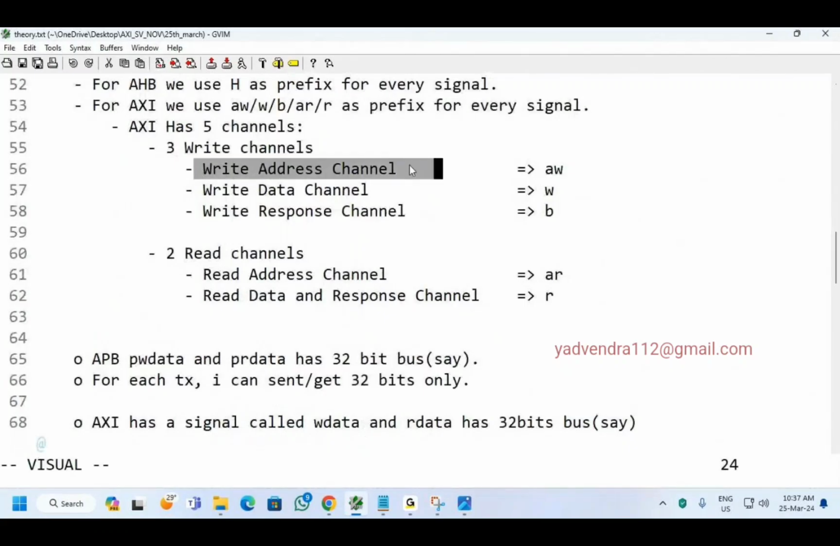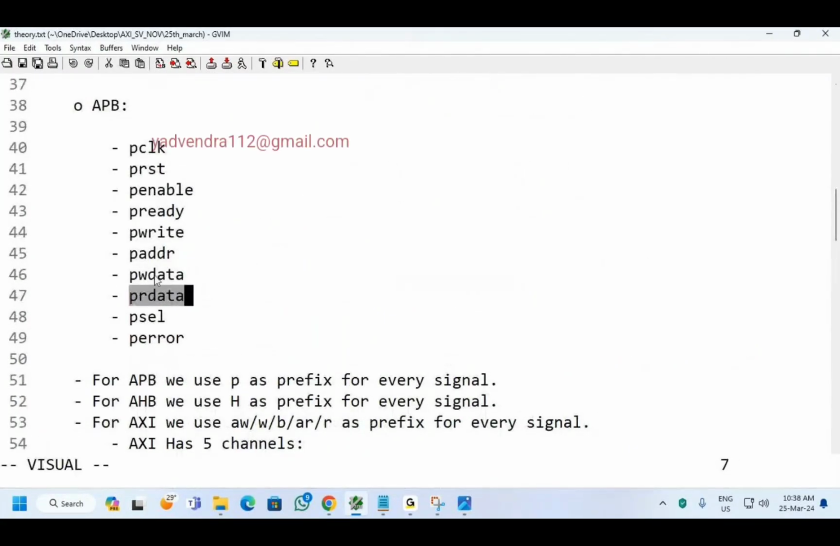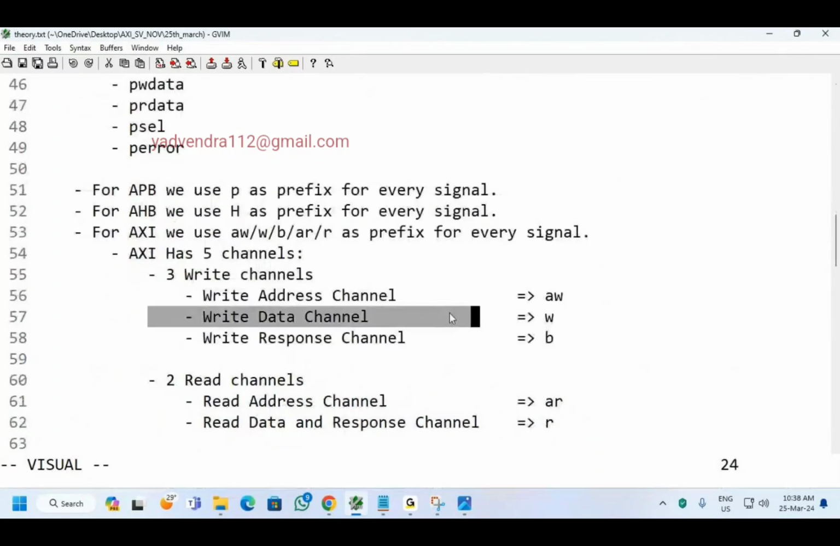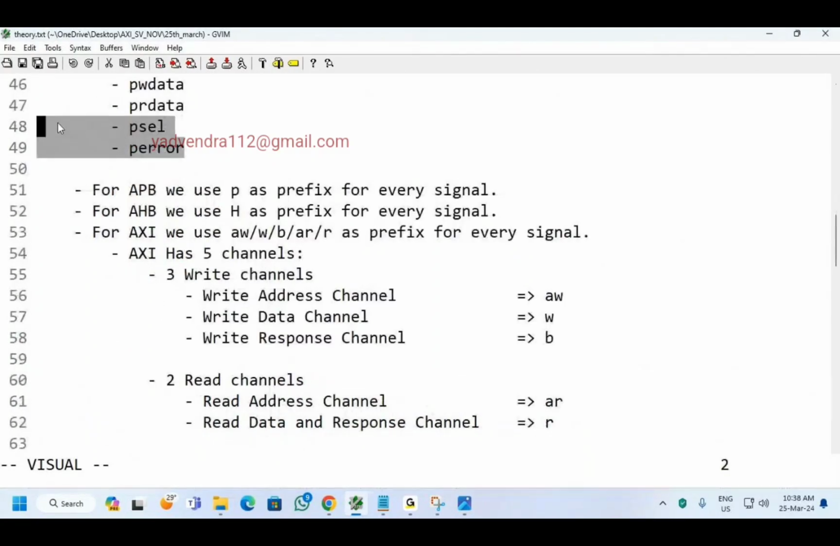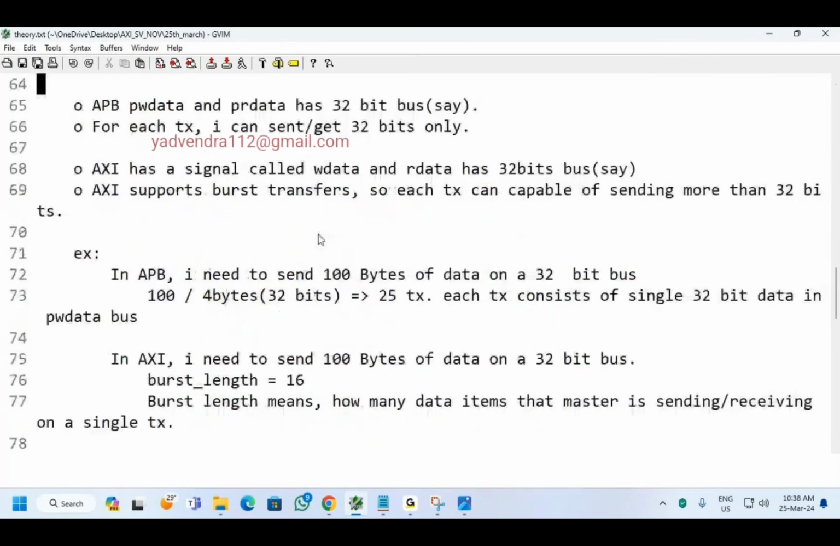There are two address channels, one for write and one for read. So I will get the AW address and the AR address. Next, W data and R data. This data will come from the data channels. There are two data channels, one for write and one for read. The write data channel I call W data, and the read data channel I call R data. Next, select: I didn't have any such signals in AXI 3.0. Apart from this, we have a lot more signals.